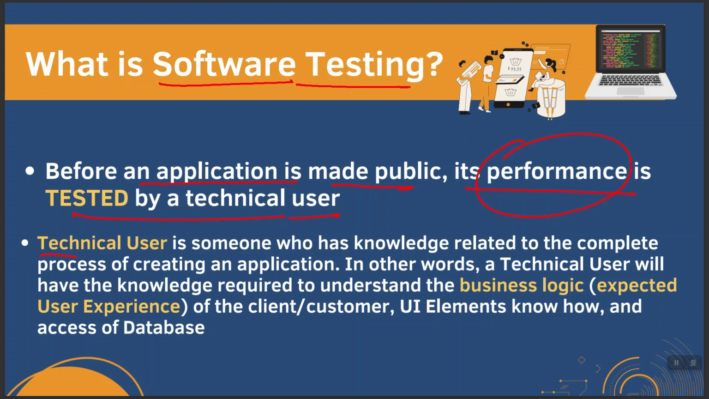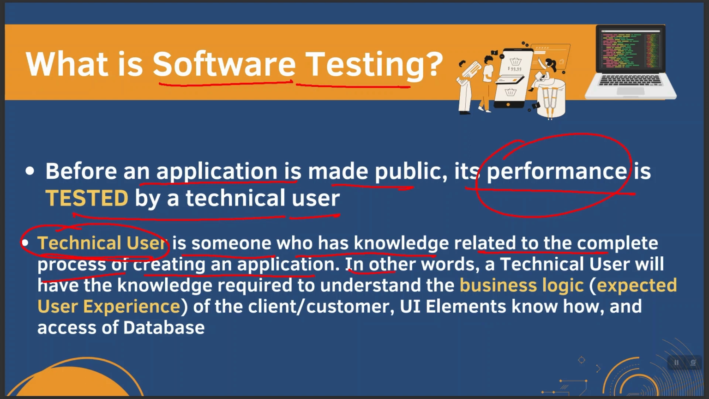So the technical user is someone who has complete knowledge related to the process of creating an application. This user has complete knowledge of the software development lifecycle. He has correct knowledge of how the whole business cycle of development moves on in an IT firm. What are the phases of development? What are the phases of testing? How does a bug life cycle work?